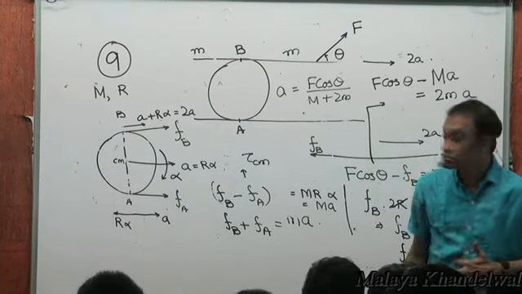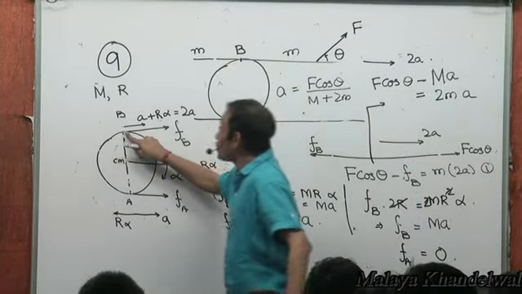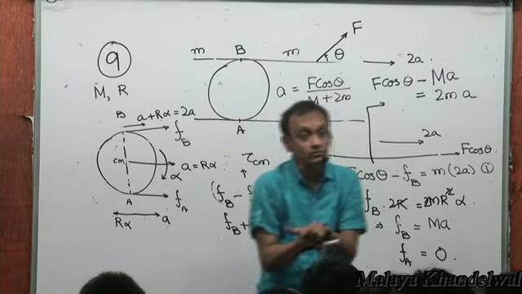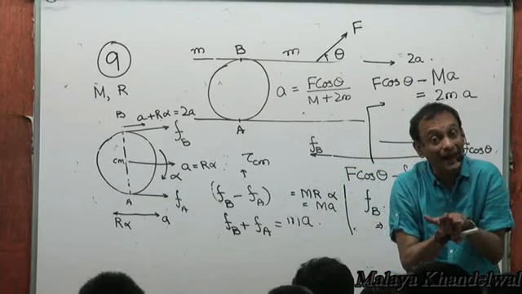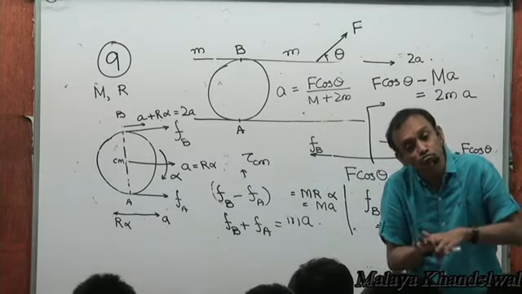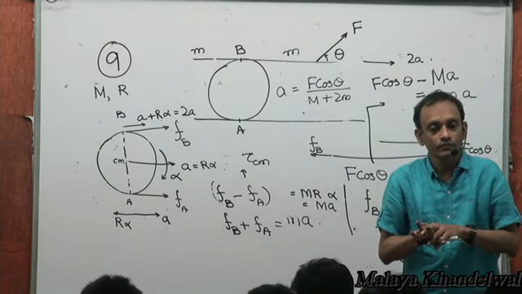Yes, because there is no rubbing between the cylinder and the plank. So FB has to be static. There is no relative motion between the plank and the point B. So the nature of friction at B has to be static. Got me?